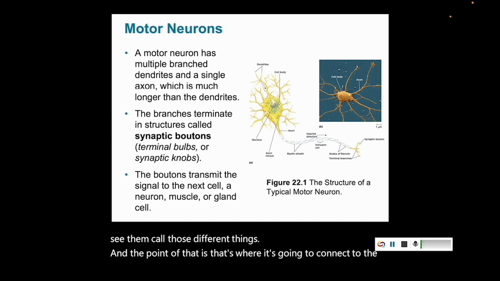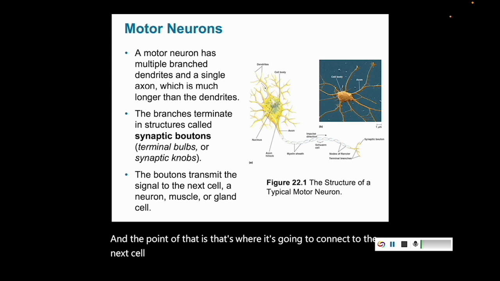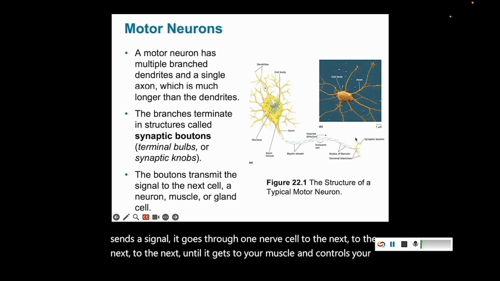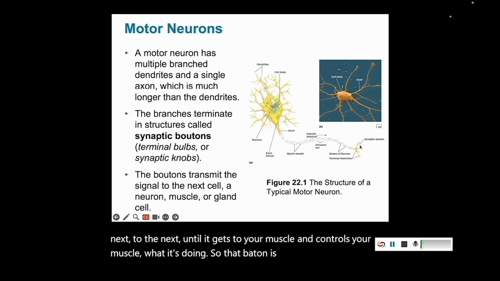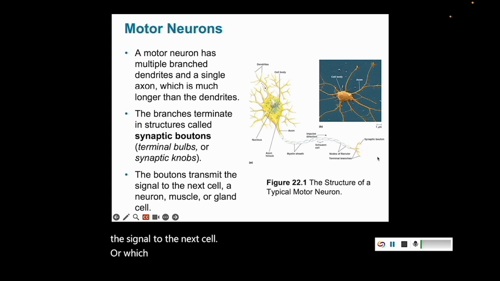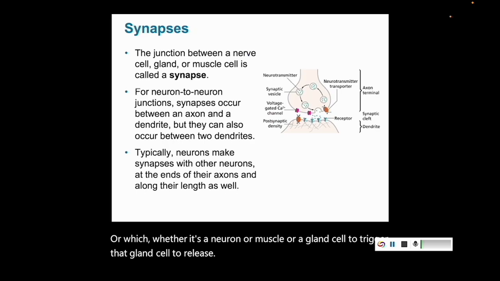At the tip of that is where it's going to connect to the next cell to transmit the signal to the next cell. So your brain sends a signal, it goes through one cell to the next, to the next, to the next, until it gets to your muscle and controls what your muscle is doing. So the bouton is what sends a signal to the next cell, whether it's a neuron or a muscle or a gland cell, to trigger that gland cell to release.